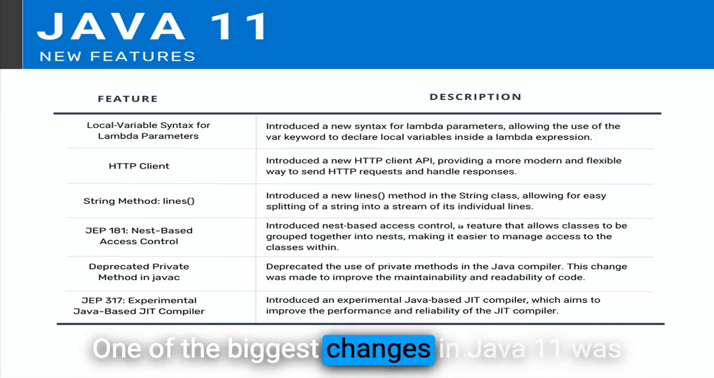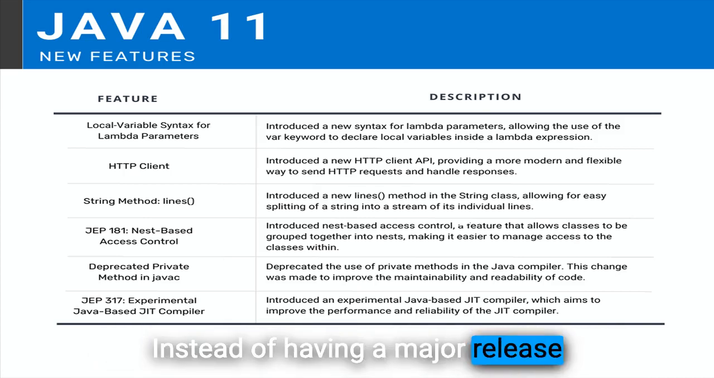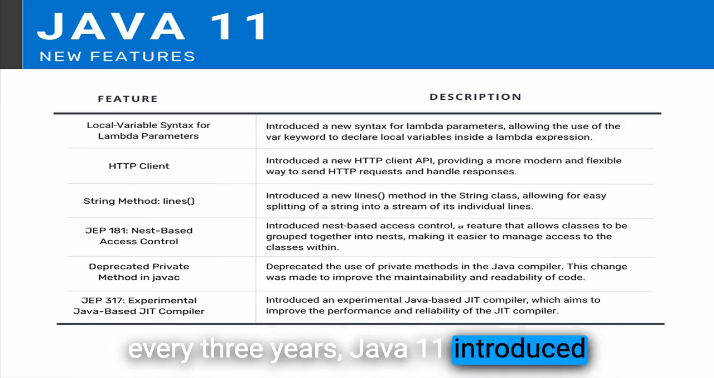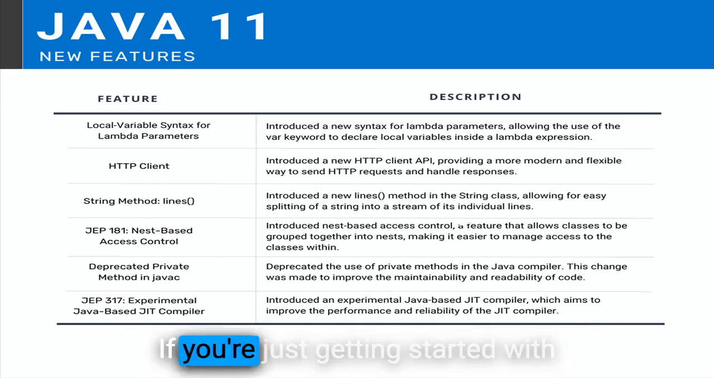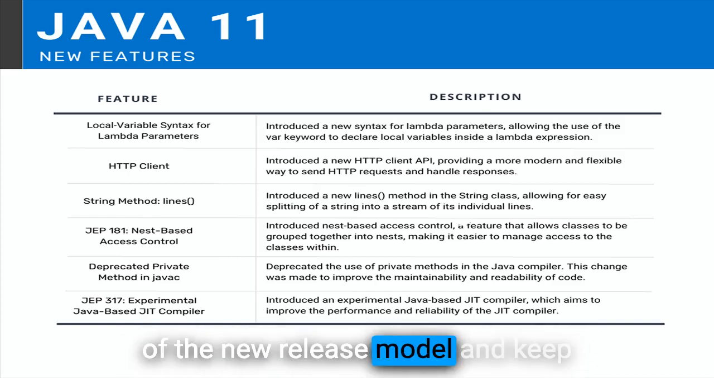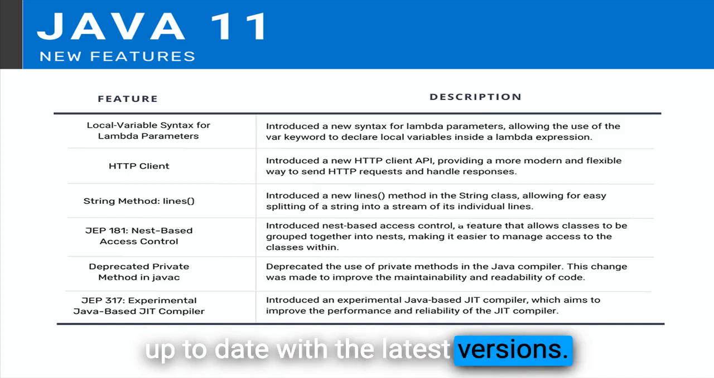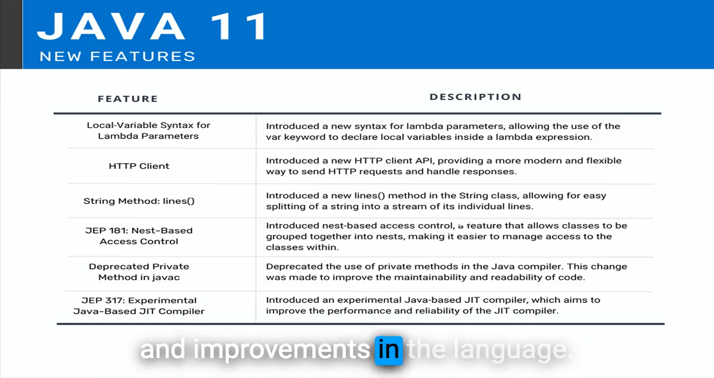One of the biggest changes in Java 11 was the introduction of a new release model. Instead of having a major release every 3 years, Java 11 introduced a new release model where a new version is released every 6 months. If you're just getting started with Java 11, it's important to be aware of the new release model and keep up to date with the latest versions. This will ensure that you're always taking advantage of the latest features and improvements in the language.